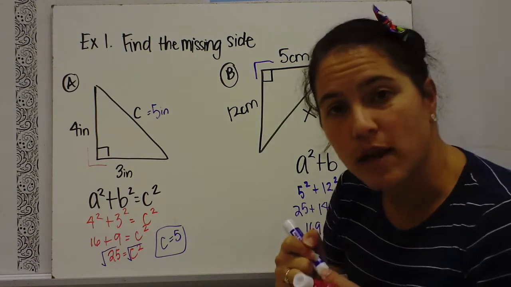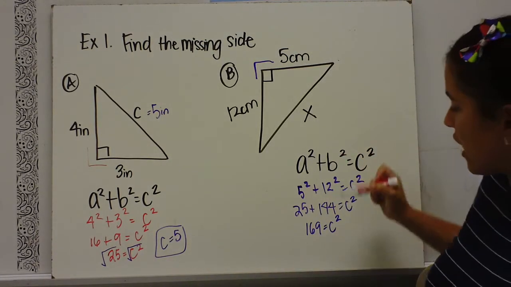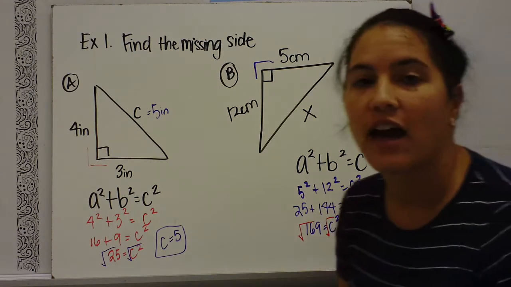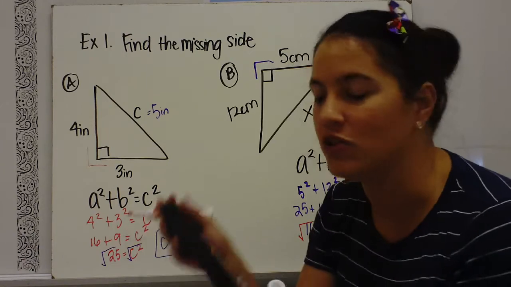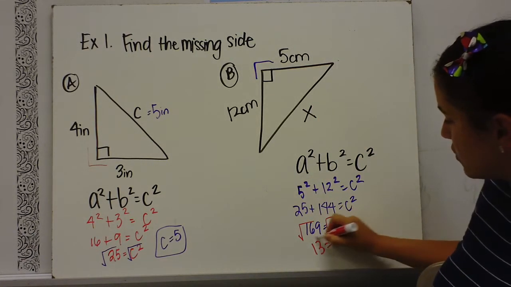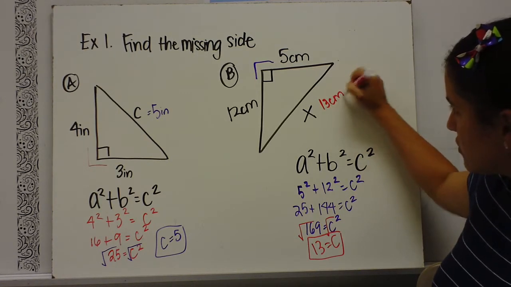So I've substituted my numbers in, I've simplified it out, and now I have 169 equals C squared. I don't want C squared, I want just C. So I need to take the square root. If you don't know what 169's square root is, you can use your calculator, but I know it's a perfect square, so C equals 13. So that means this is 13 centimeters.